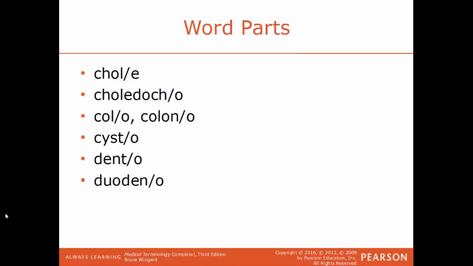Col is also a reference to the bile. Choledocho is a reference to the common bile duct. Colo or colono is a reference to the colon. Cyst or cysto is a reference to a sac of fluid or the urinary bladder or a cyst in general. Dento is a reference to teeth. And our last term here, duodeno, is a reference to the duodenum, which is a section of the small intestine.